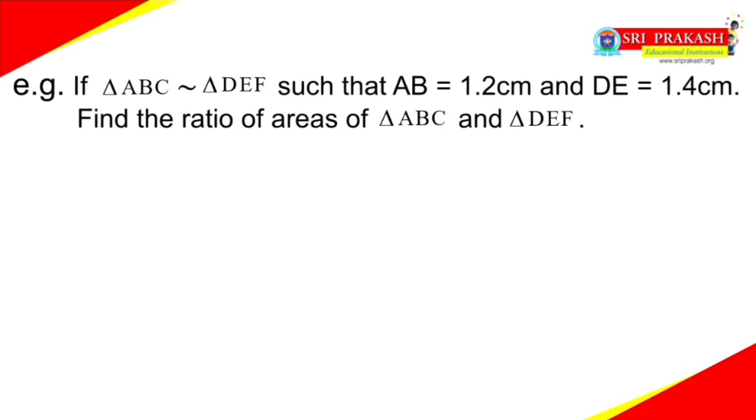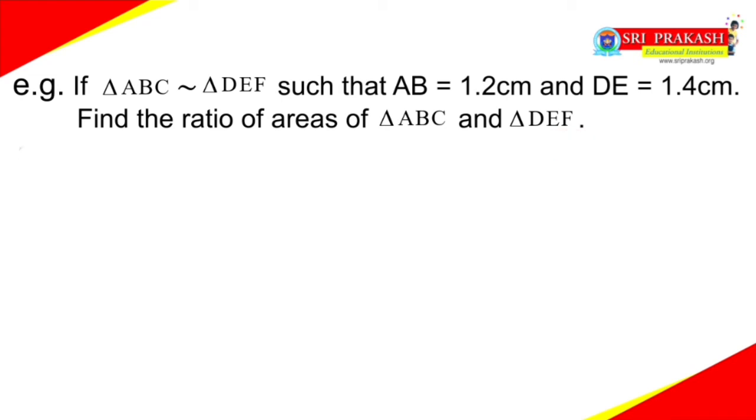Children, now let us solve some examples based on areas of similar triangles. The first one: if triangle ABC is similar to triangle DEF such that AB is equal to 1.2 centimeters and DE is equal to 1.4 centimeters, find the ratio of areas of triangle ABC and triangle DEF.